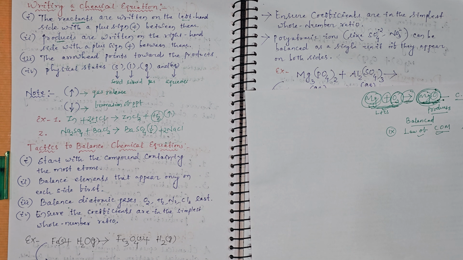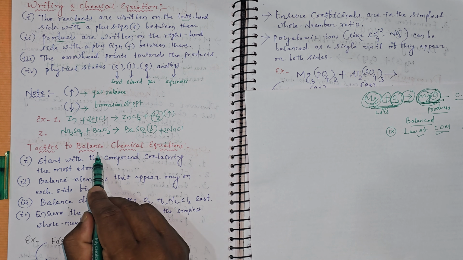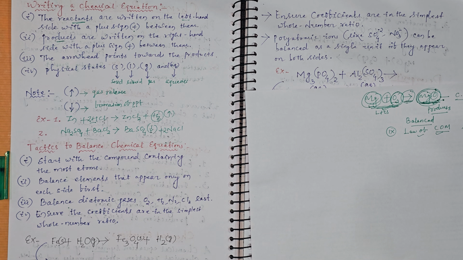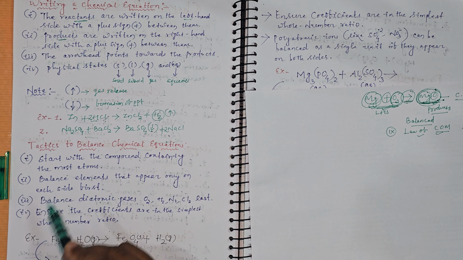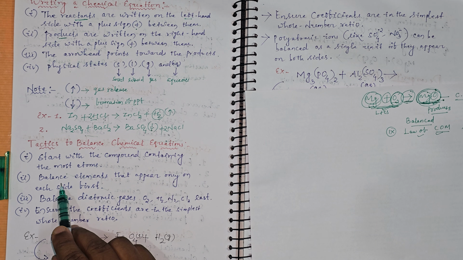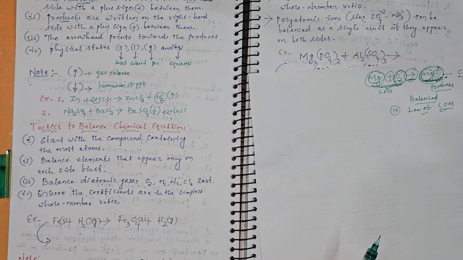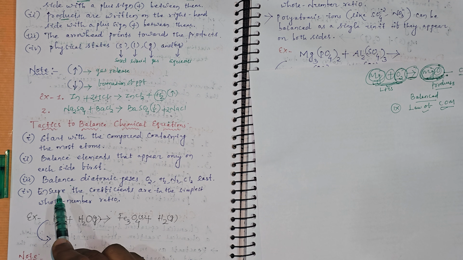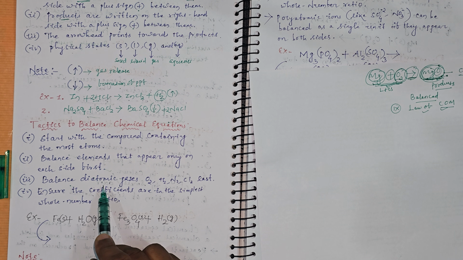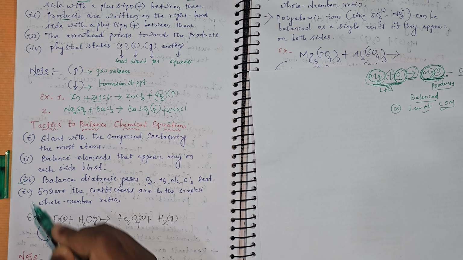Okay, now coming to some of the tactics to balance the chemical equation. Sir, what should be known? Start with the compound containing the most atoms. Then you have to balance the elements that appear only on each side first. Next, balance the diatomic gases. The third point is highly essential.